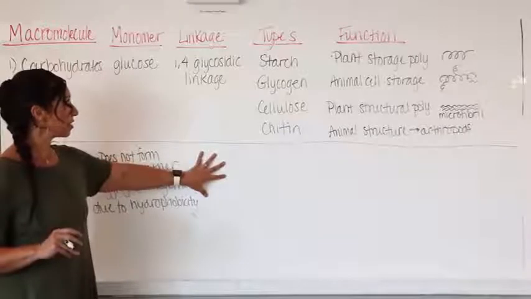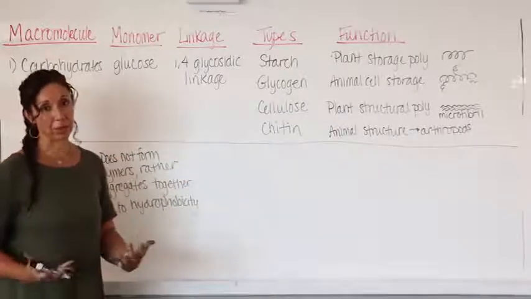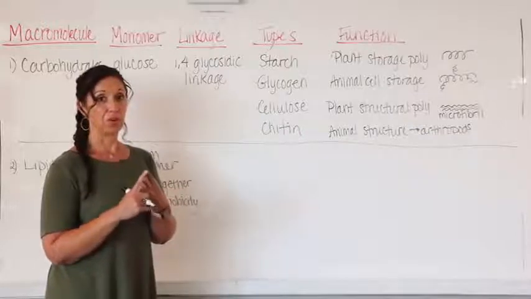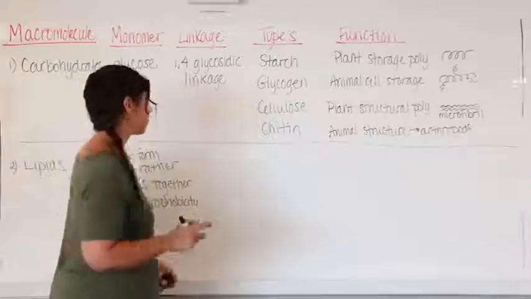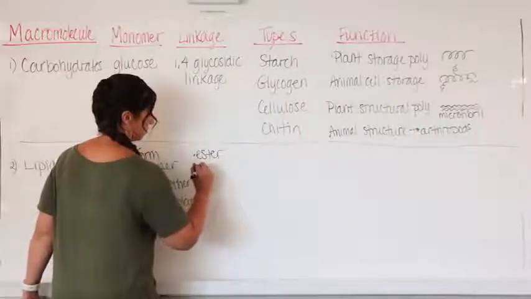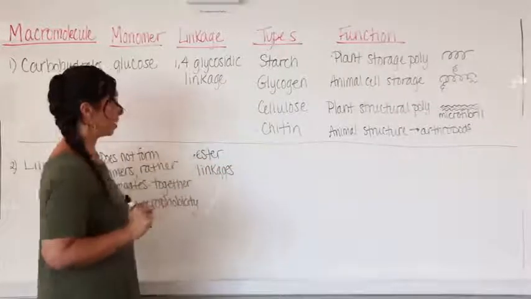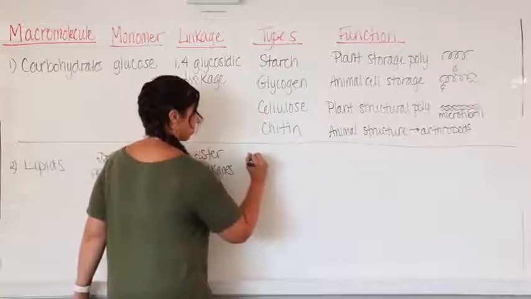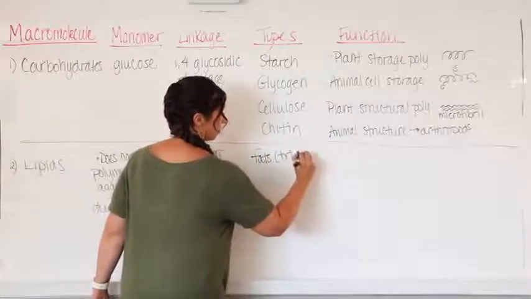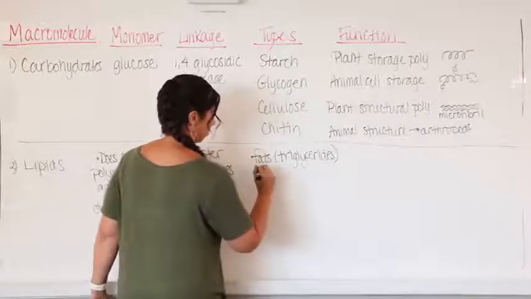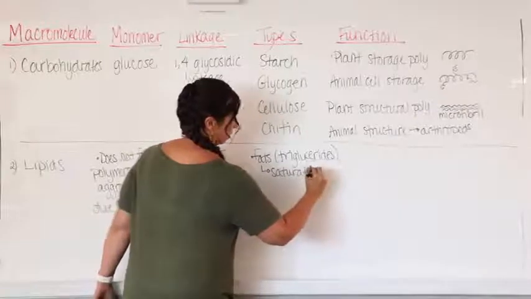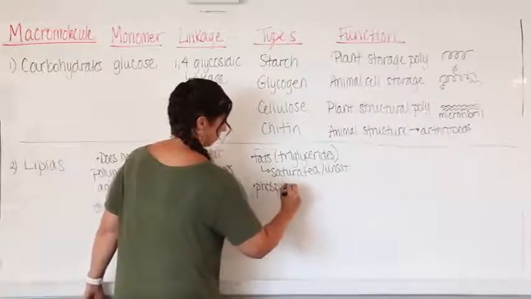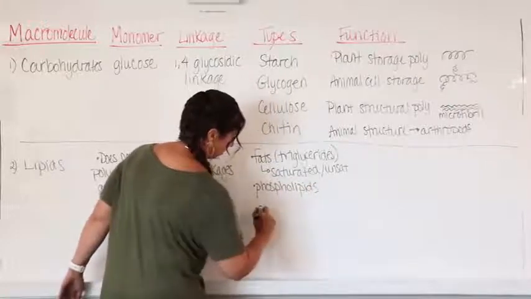Now, remember, when it comes to linkages in lipids, we do have two lipids that we can talk about. We do know the linkages between them. When it comes to fats and phospholipids, there are ester linkages within itself. So you have ester linkages, and now when it comes to different types of lipids, we have our fats, which are the triglycerides. Underneath fats, you have saturated or unsaturated. You also have phospholipids. And lastly, you have steroids.